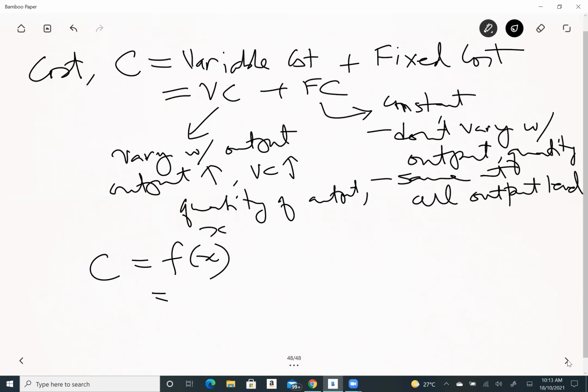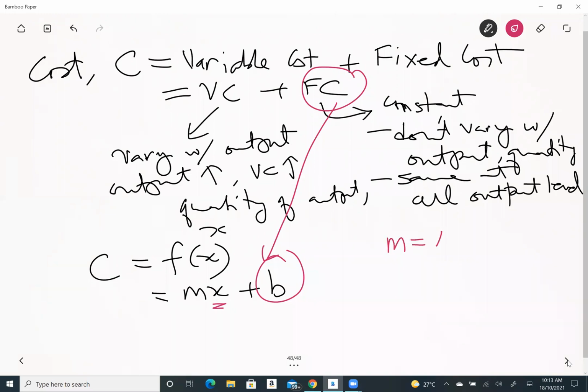Now we use the notation in the book. They use mx plus b. So that b is the fixed cost, the y-intercept, the cost intercept. The one that changes with output, you call it variable cost, and that is equal to mx. So m here is the average variable cost.